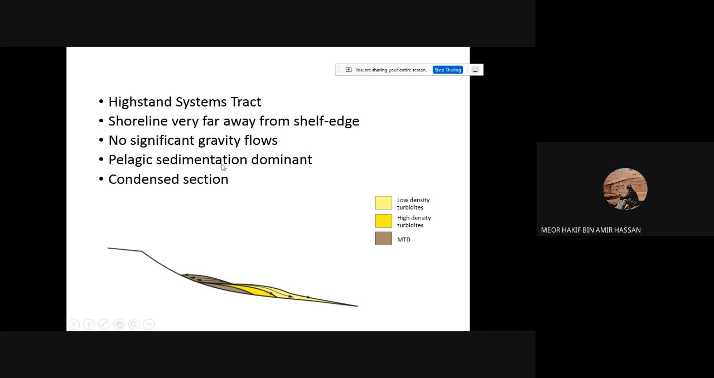So pelagic and hemipelagic sedimentation will be dominant, and you get what is called a condensed section associated with the maximum flooding surface. I don't even mark it here because it's going to be very thin. The shoreline and the deltas are very far away from your slope, and if there are any sediments, they are going to be deposited on the shelf.